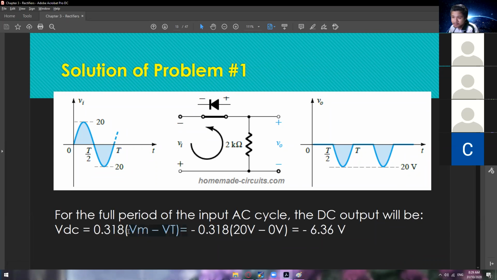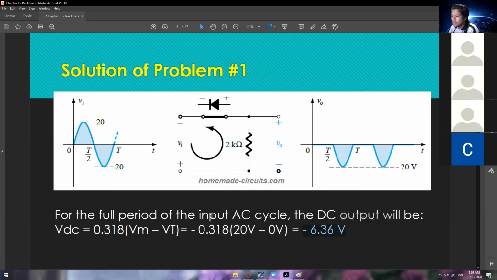Of course, just get that formula. So Vm minus Vt. As you can see, our Vt here is 0 since we consider the diode as an ideal diode. So negative 0.318 times our Vm, which is 20 volts minus 0 volts. So 0.318 times 20 will give you negative 6.36.